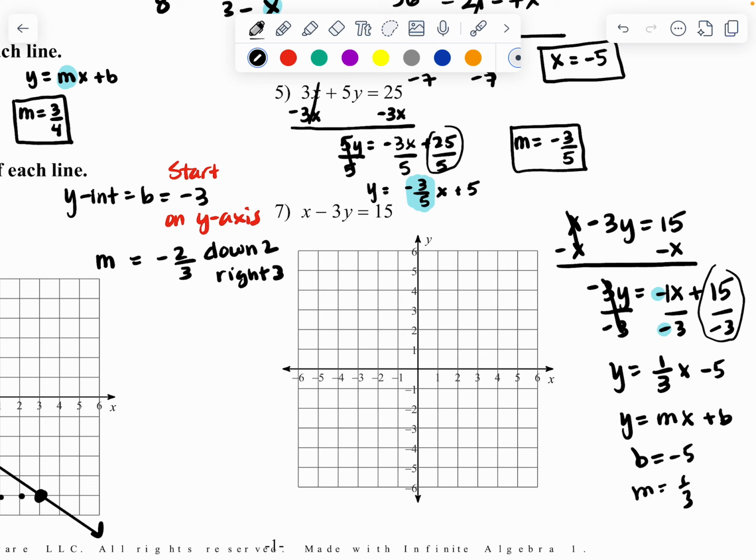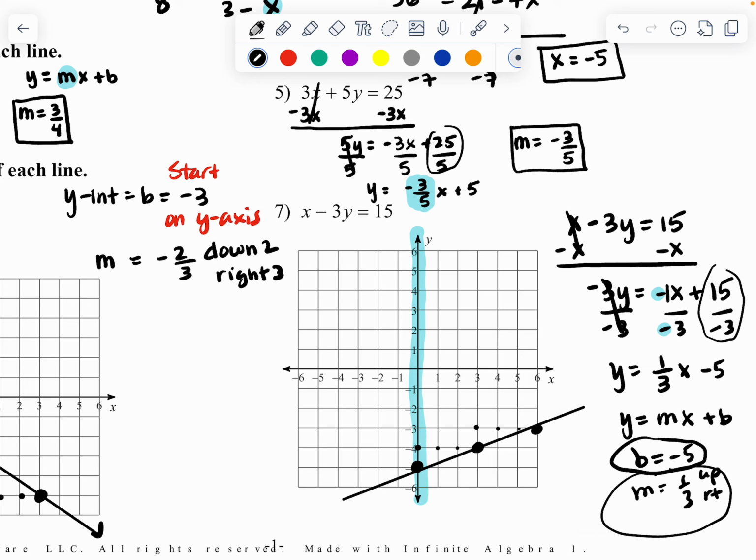The b is where my line is going to cross that y-axis. If you want to highlight it, that sometimes helps to know where to start. So on the y-axis, I'm going to go down 5. 1, 2, 3, 4, 5, which is right there. My slope is 1/3. This means I'm going up 1 and right 3. So I'm going to go up 1, right 1, 2, 3. Up 1, right 1, 2, 3. So my line is going to look something like this. Sorry, it should actually go through the points. Just make the points a little bit bigger to make sure that works. Okay?